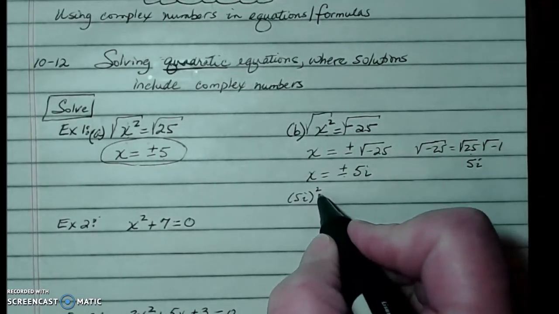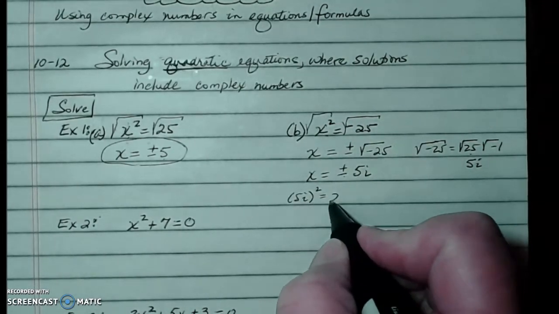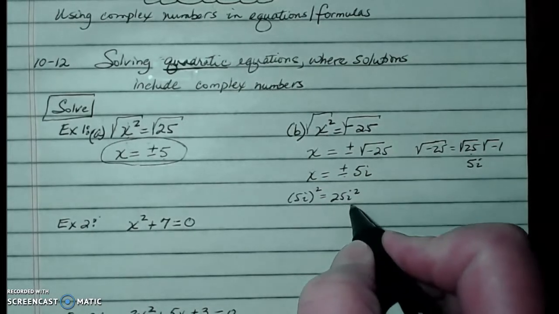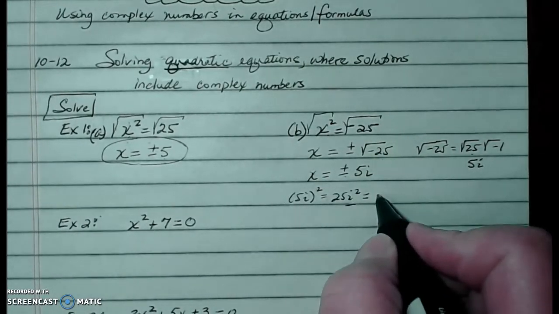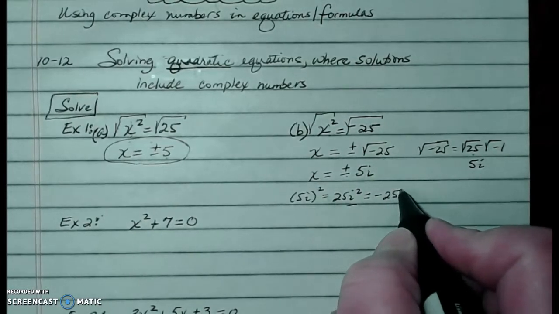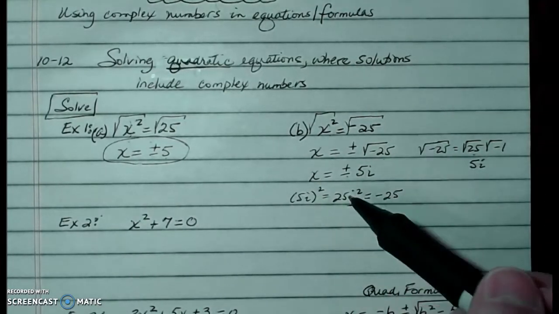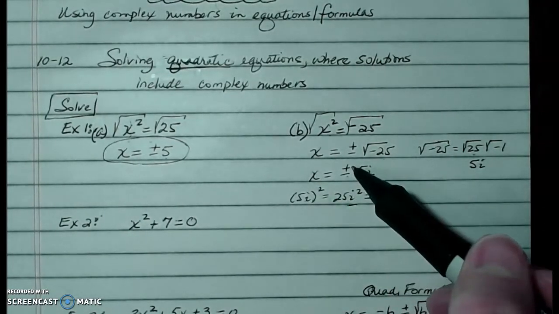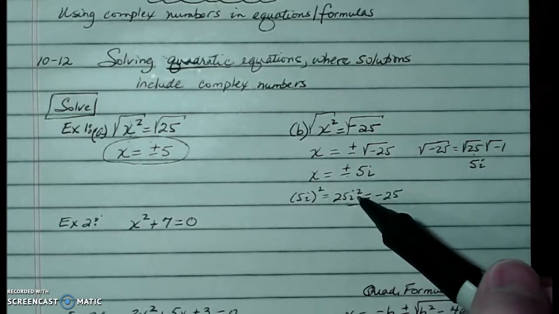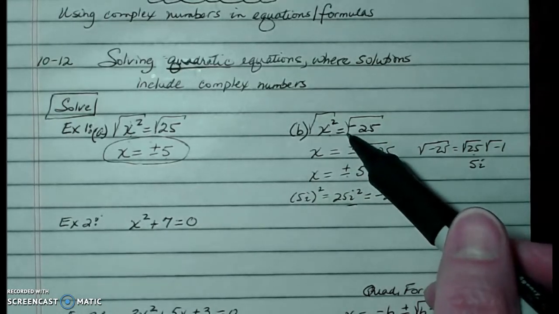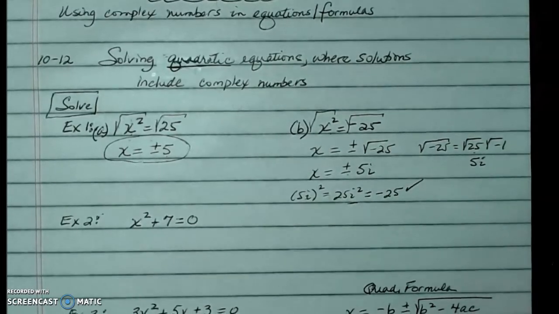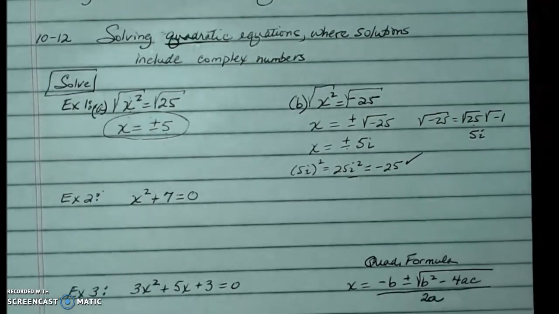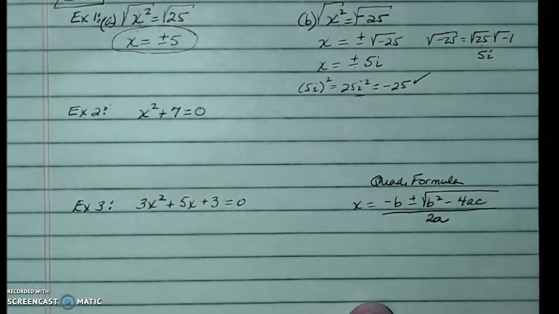5i squared is equal to 25 i squared, but we know i squared is worth -1, so when you rewrite this value, it's the equivalent of -25. So I've just established that positive 5i is one of the solutions to our original equation, and you could check the other as well, but I won't bother at this point. It will also generate -25 as a solution. Let's work on another example then.